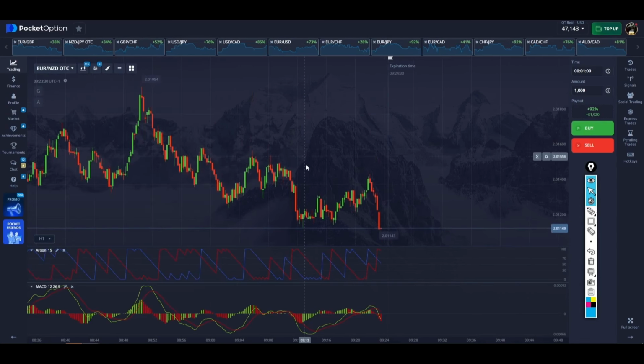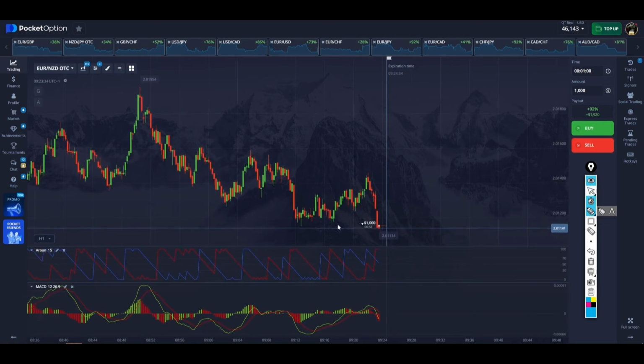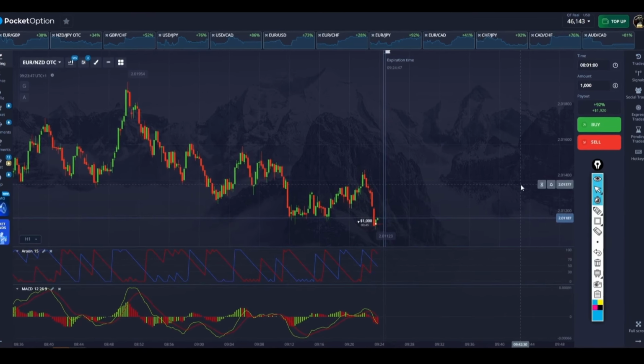Finally, let's check out the Euro New Zealand dollar currency pair. I'm entering a sell trade right away. We've got fresh seller dominance on the Aroon indicator and a new MACD crossover. The trend is bearish. I've been looking for a setup like this for a while and I finally found it. Let's watch and see how this trade closes.